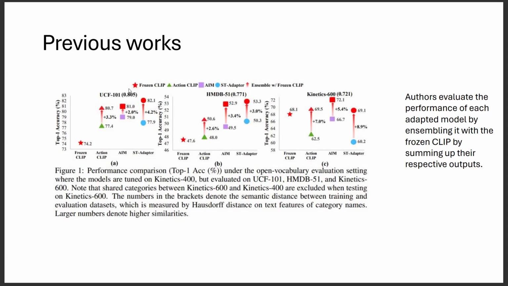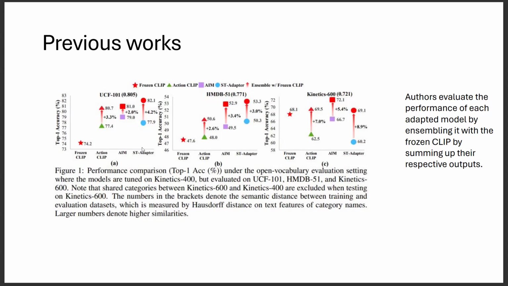The numbers in the brackets mean how similar the dataset is to the K400 dataset. If the value is higher, the dataset is more similar to K400. If the value is lower, the similarity is less, between Kinetics 600, let's say, and Kinetics 400. So if the value is less, it's less similar. If the value is higher, it's more similar.